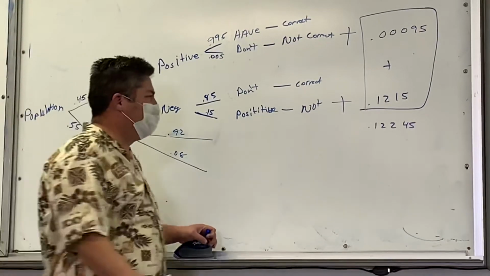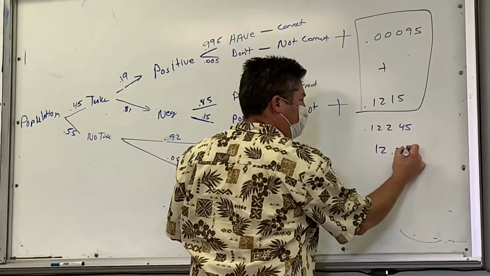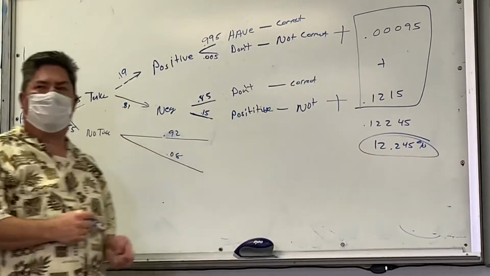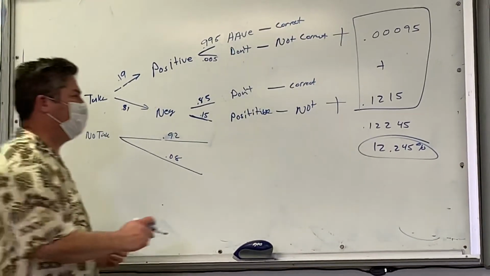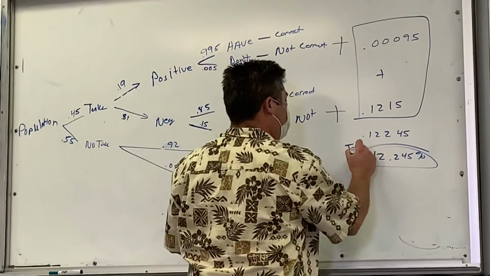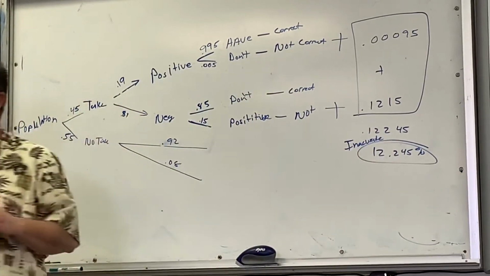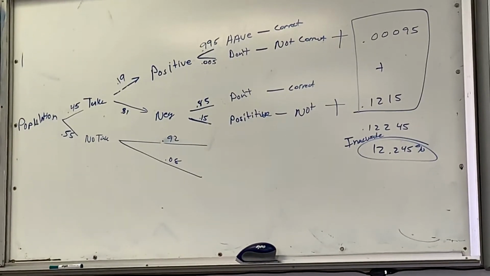0.12245. So the test is accurate, what? 12.245% of the time. Okay? Or no, inaccurate, sorry. That was my fault. Inaccurate. Sorry, the test is inaccurate, what? 12.4% of the time, which is still fairly high, actually, if you think about it.